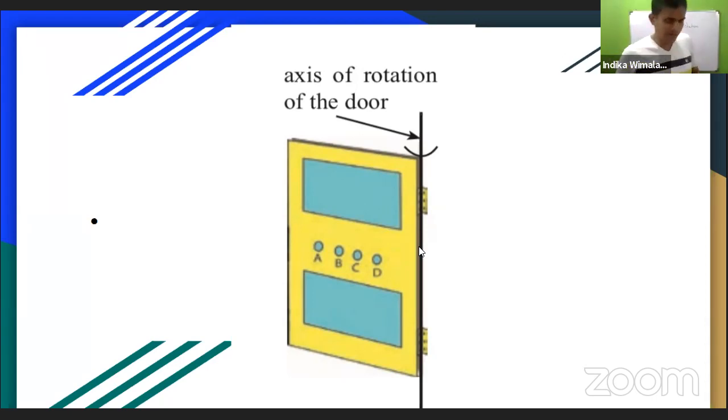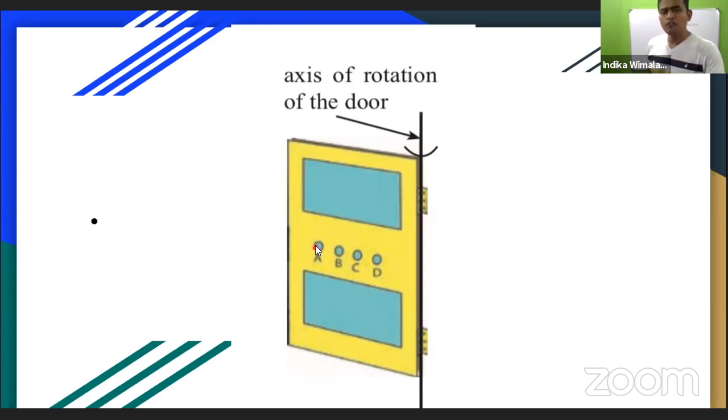Then, now we are going to study some kind of a relationship between two main components. Now look at this one. This is the force that we apply. I mean, this is the point where you apply the force. It could be A, B.